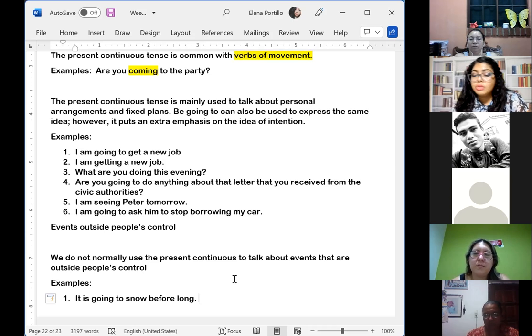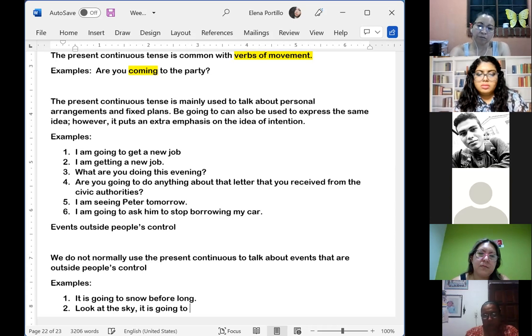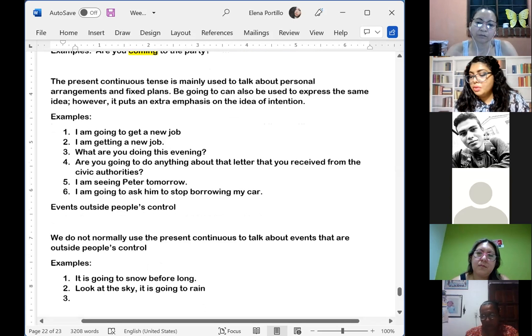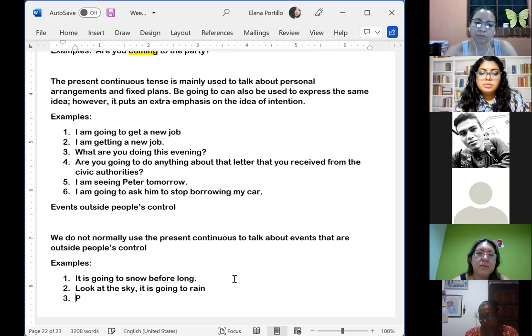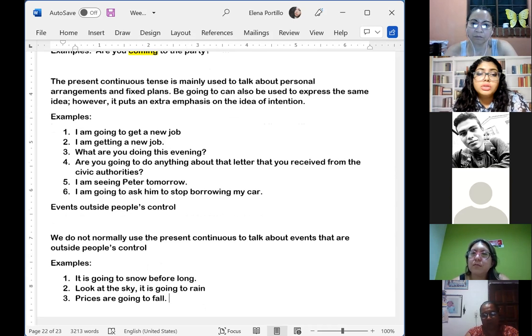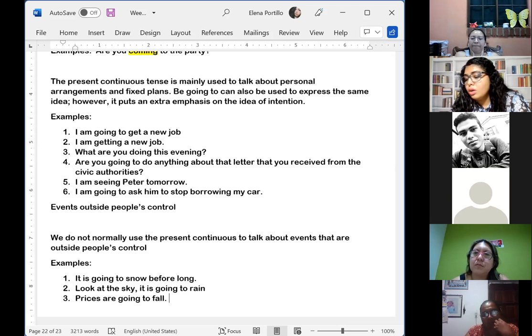Then, look at the sky, it is going to rain. And number three, prices are going to fall. So in those cases in which we do not have control of the situation, we are not going to use this structure because it is not certain. Siempre que no tengamos el control de una situación o es algo que no esté en nuestro poder, que esté fuera de nuestro control, no vamos a utilizar la estructura, ¿verdad? Sino que vamos a utilizar el going to, porque es algo que no está seguro que vaya a pasar, pero nosotros queremos hablar sobre esa parte.